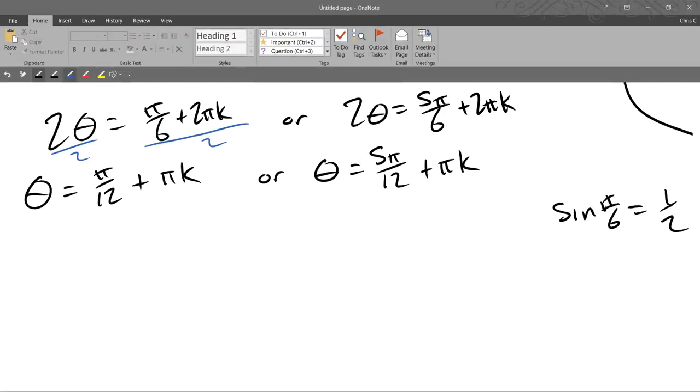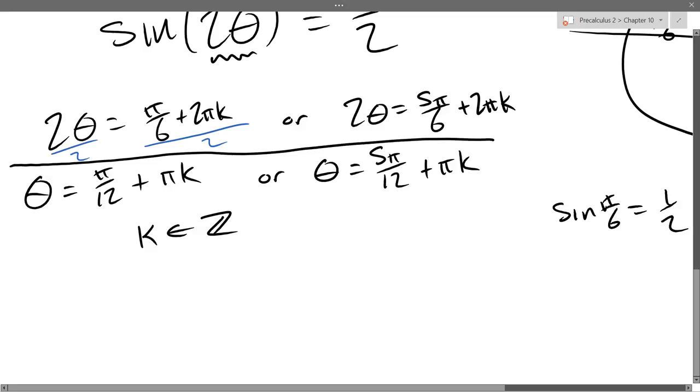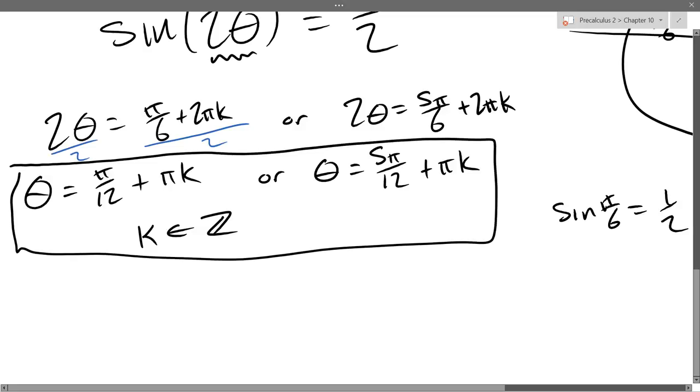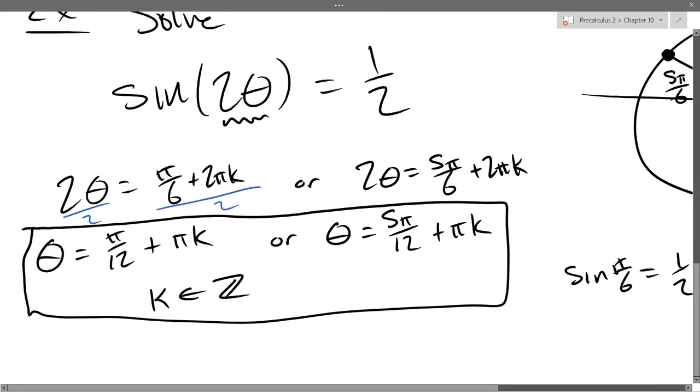And then you just have to tell me k is an integer, and I'm lazy, so I like to write integer notation like that. So here are our 2 answers. Well, there's actually infinite answers, but there's 2 types, and you can add as many, in this case, pi's as you want. So why is this pi? You could think about, well, if you put a pi in for theta, you're going to end up doubling it, so it turns into a 2 pi. So that should make sense up there.